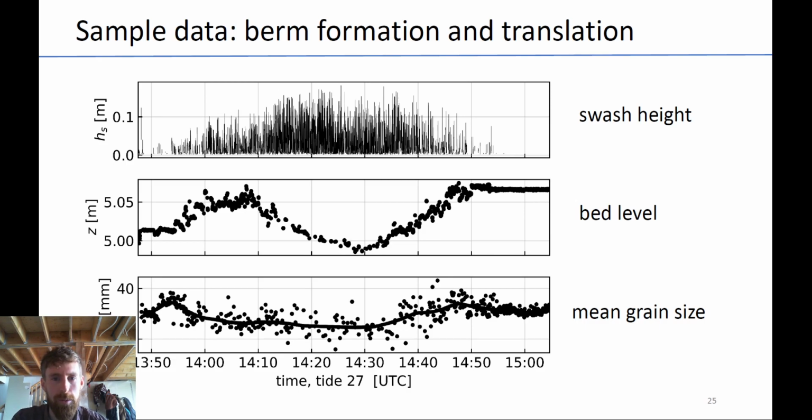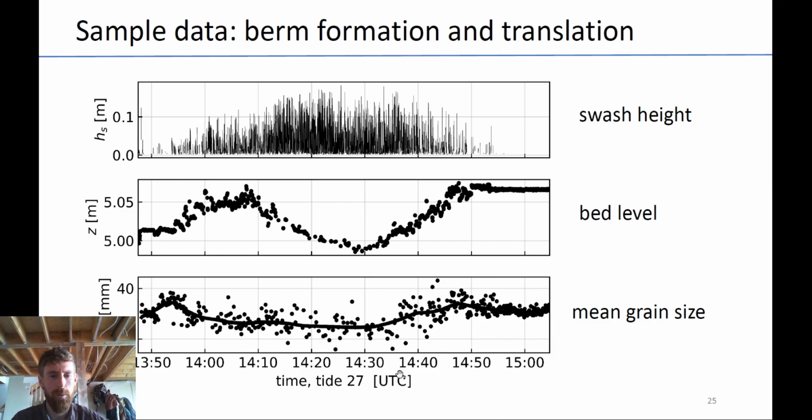So some more sample data. Here again on the top we've got an elevation time series, or a swash height time series, and I've included this just to give a sense of the phase of the tide, so high tide being around the middle of the plot. In the middle we've got a bed level time series, so our extracted bed level, and in the bottom a mean grain size time series, and there's a locally weighted regression curve added here just to help guide the eye.